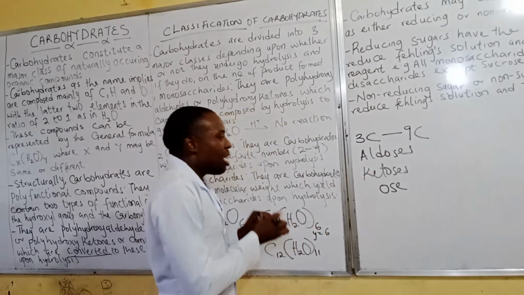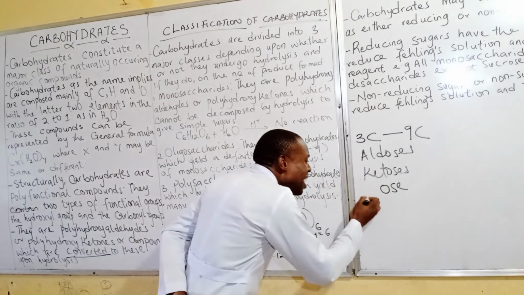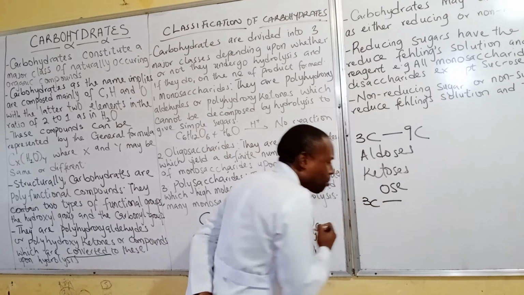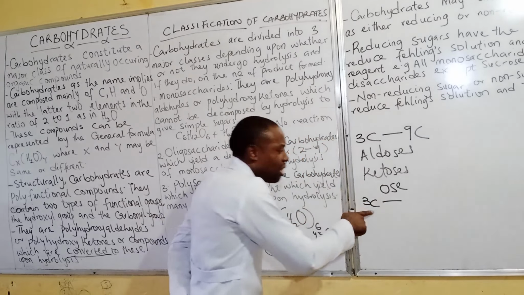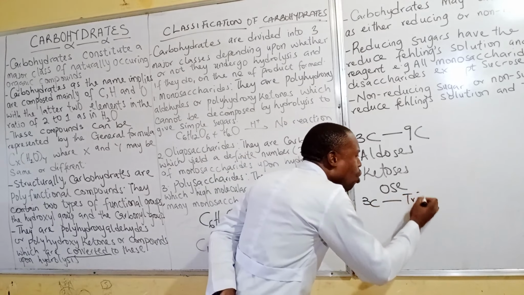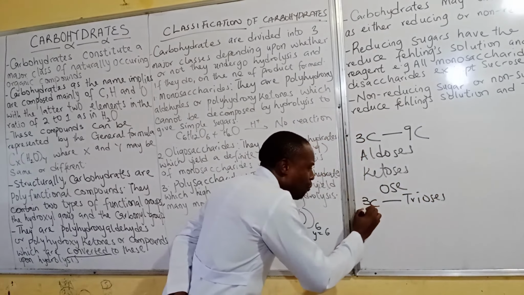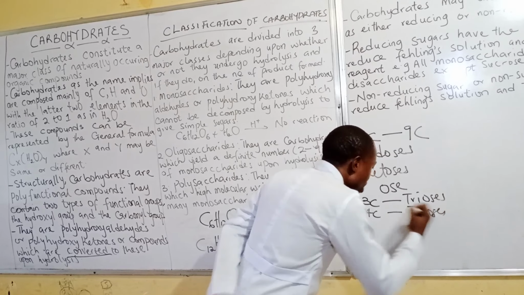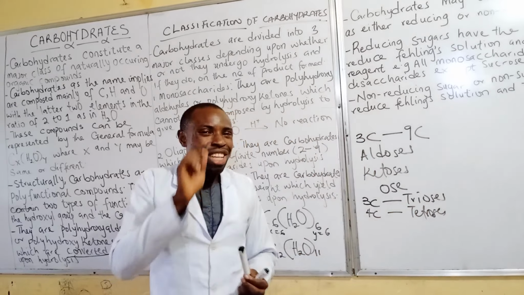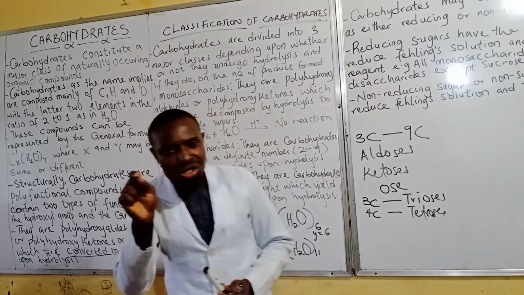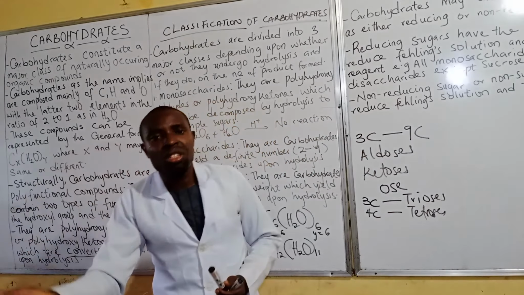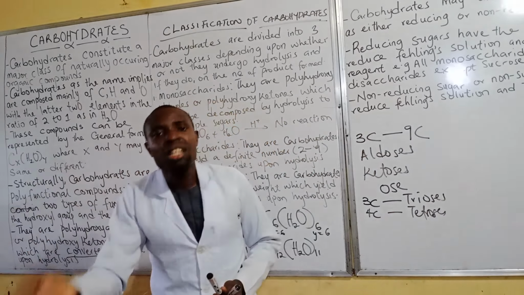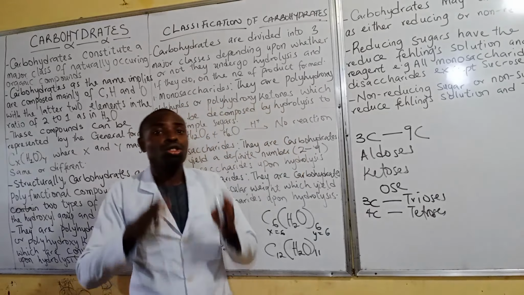And on that note, we should understand that a 3-carbon sugar is called a triose. A 4-carbon sugar is called a tetrose. A 5-carbon sugar is called a pentose. A 6-carbon sugar is a hexose, 7-carbon a heptose, 8-carbon an octose, and 9-carbon a nonose.